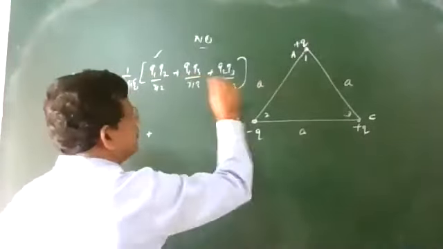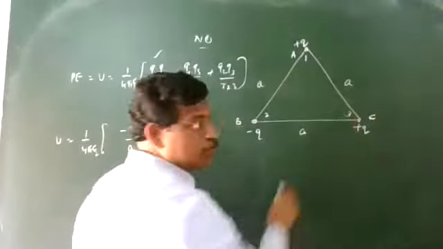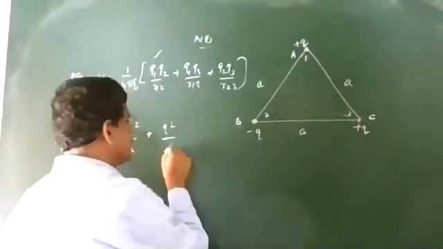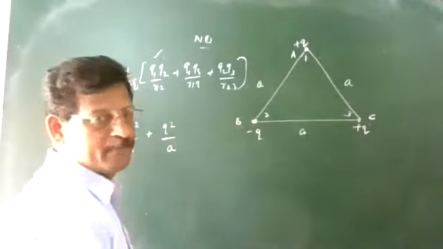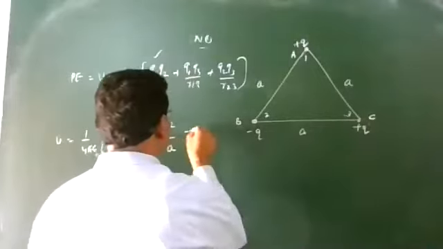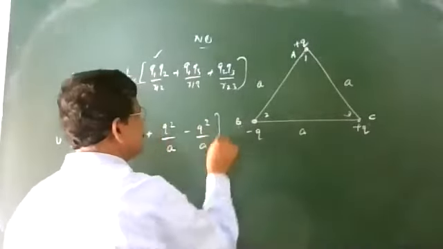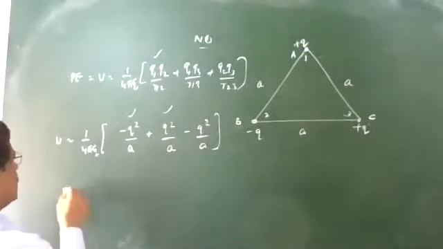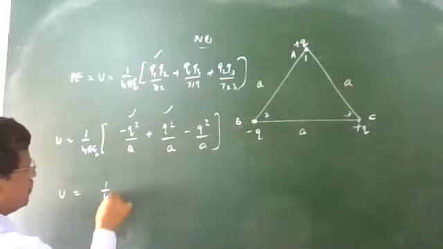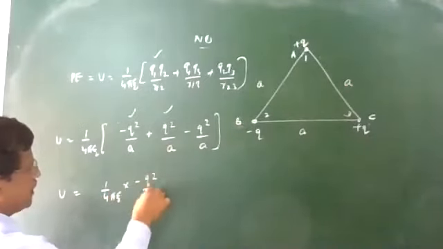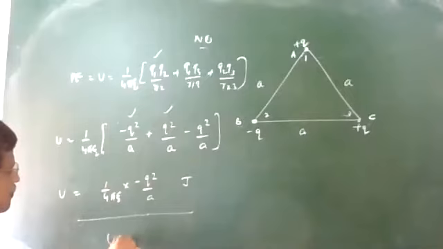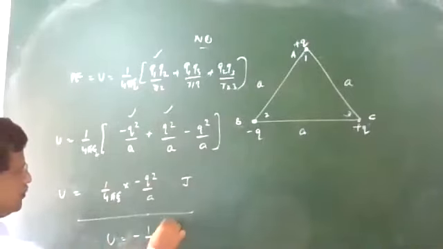Second, 1 and 3: plus Q, plus Q, Q square. What is the distance? Again A, since the triangle side is A. Q2 and Q3: minus Q, plus Q, that is minus Q square. Distance is A. Plus Q square and minus Q square cancel. Remaining you are getting 1 by 4 pi epsilon 0 minus Q square by A. So U equals minus 1 by 4 pi epsilon 0 Q square by A.